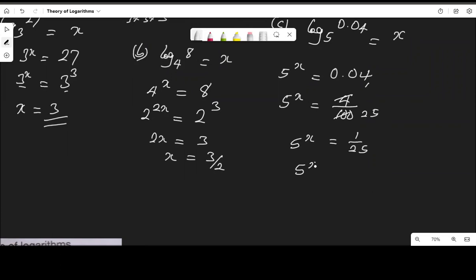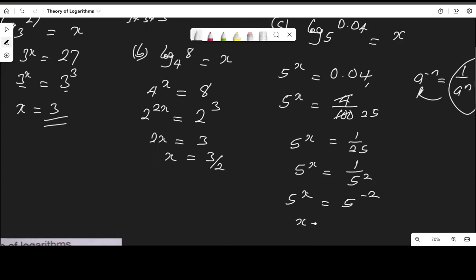5 to the power of x equal to 1 over 5 to the power of 2, since 5 times 5 is 25. And the law of indices says a to the power of negative n is 1 over a to the power of n. So I will turn it to this form, so that 5 to the power of x becomes 5 to the power of negative 2. Now the bases are the same, so we can equate the powers. Therefore, x is equal to negative 2 as our final answer there.